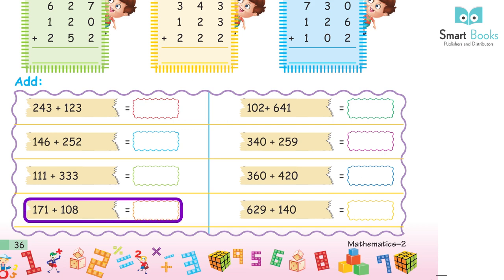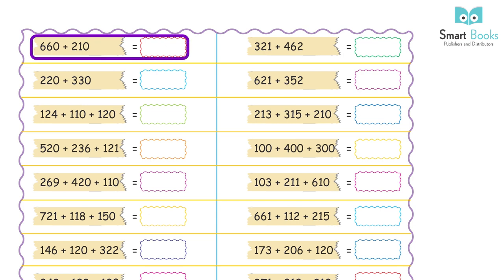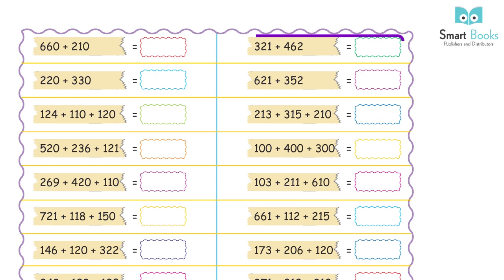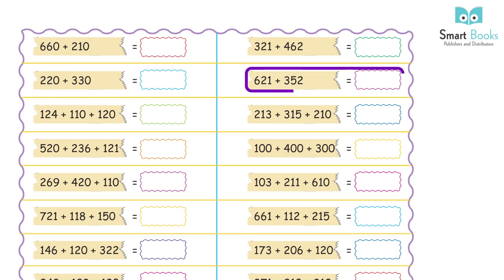171 plus 108 plus 0 is equal to 279. 629 plus 140 is equal to 769. 660 plus 210 is equal to 870. 321 plus 462 is equal to 783. 220 plus 330 is equal to 550. 621 plus 352 is equal to 973.